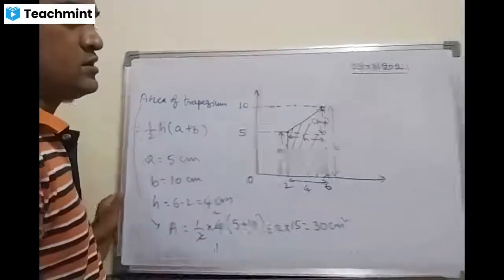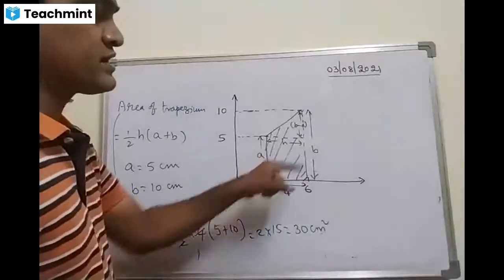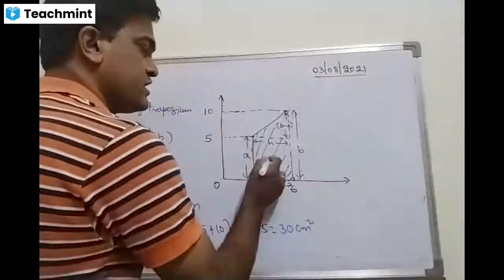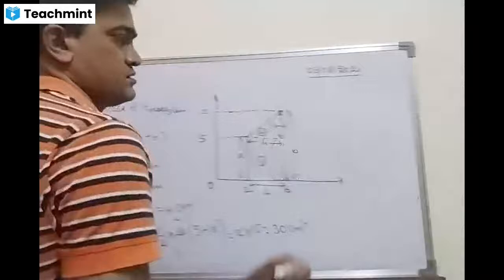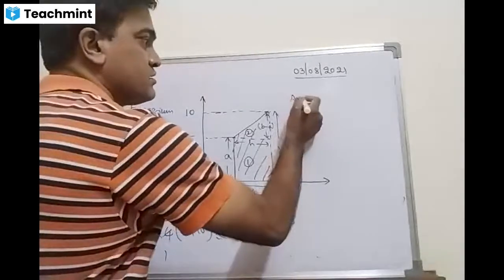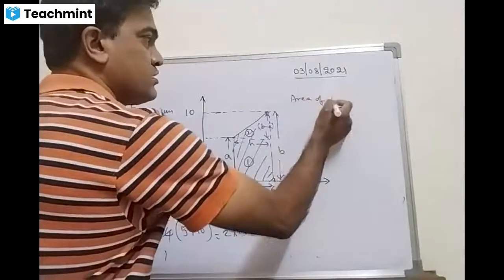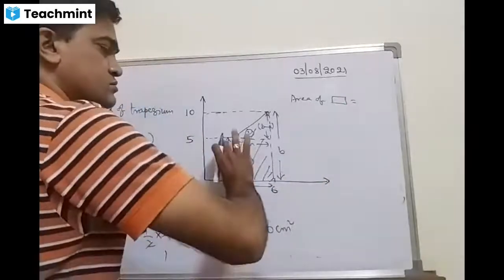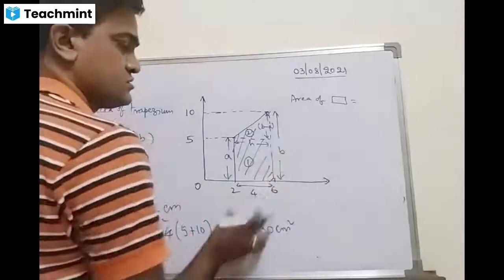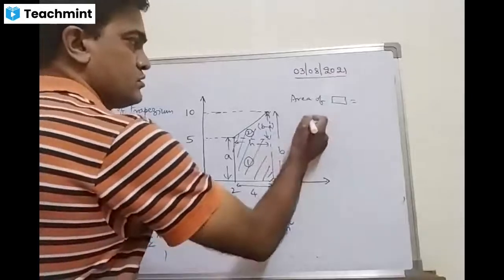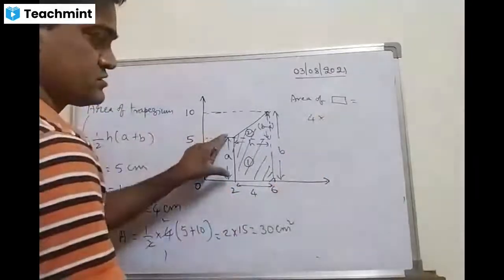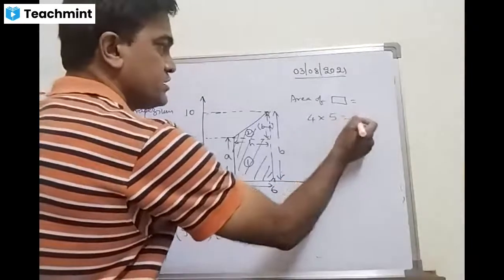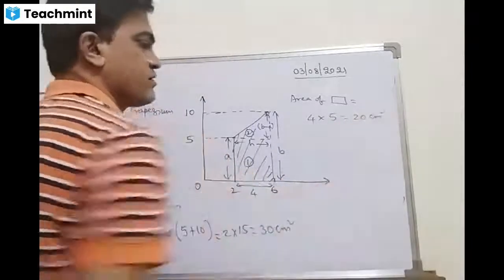Now, if you want to find the area of the rectangle, let me take the shaded region 1 and shaded region 2 again. What is the area of the rectangle? It is nothing but length into breadth. The length is 4, into this breadth. This A value is 5, which comes out to be 20 centimeters square.